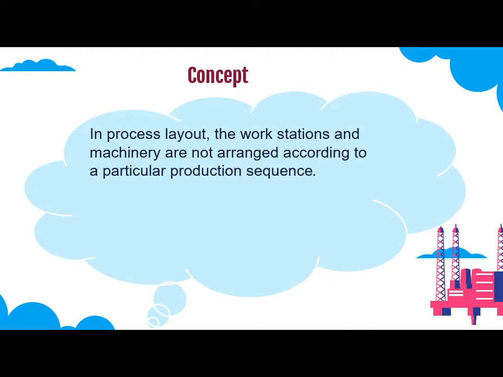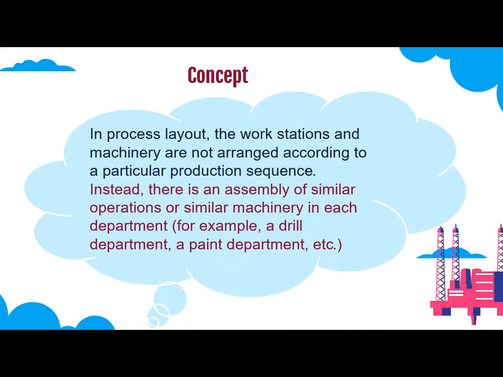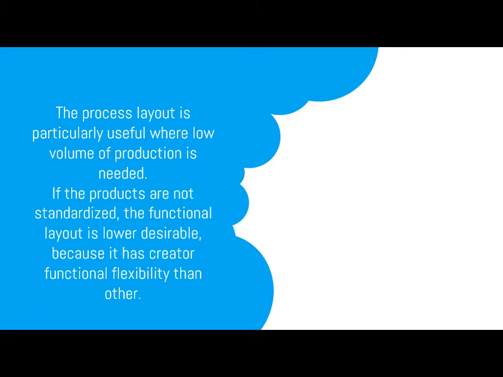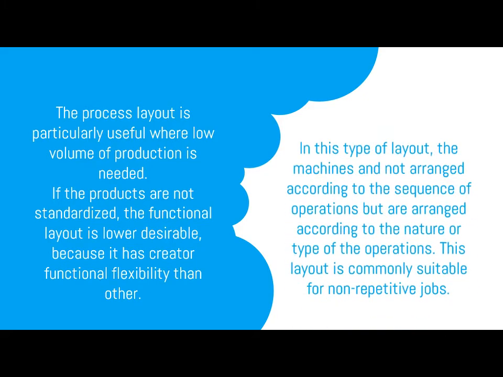In process layout, that is in functional layout, the workstation and machineries are not arranged according to a particular production sequence. Instead, there is an assembly of similar operations or similar machineries in each department. For example, a drill department, a paint department, etc. The process layout is particularly useful where low volume of production is needed. If the products are not standardized, the functional layout is highly desirable because it has greater functional flexibility than others.